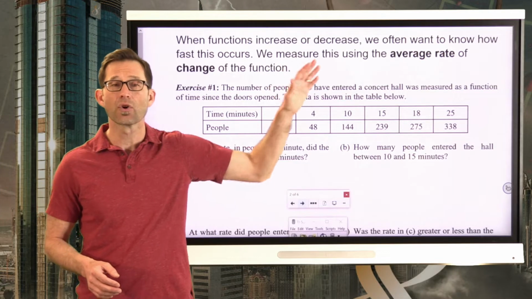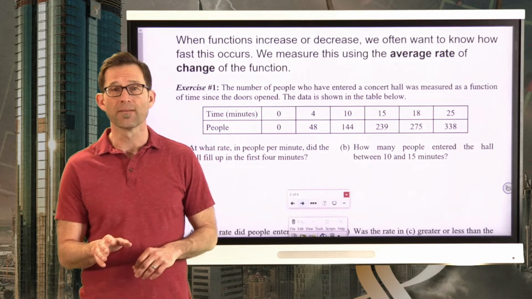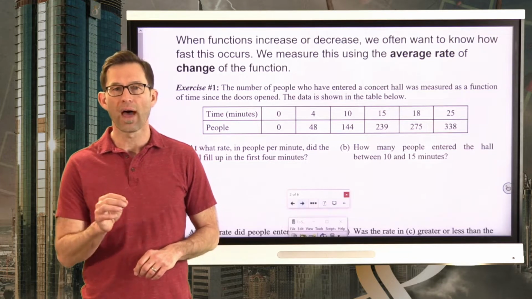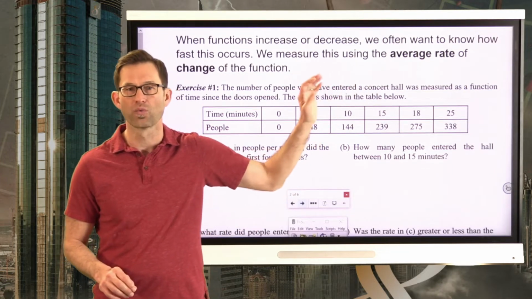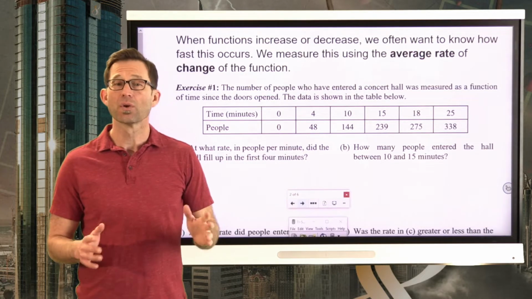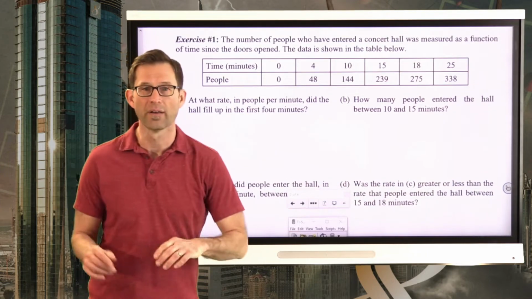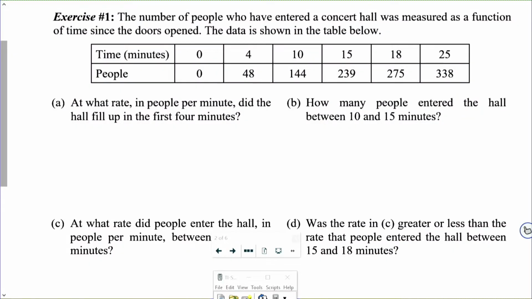Now, when functions increase or decrease, and we saw that in the last lesson, we often want to know how fast this occurs. We're going to do that by using the tool of average rate of change of the function. So let's start off by taking a look at a function that's pretty easy to get a grasp on. Exercise number 1. The number of people who have entered a concert hall was measured as a function of time since the doors opened. The data is shown in the table below. Letter A, at what rate in people per minute did the hall fill up in the first 4 minutes?